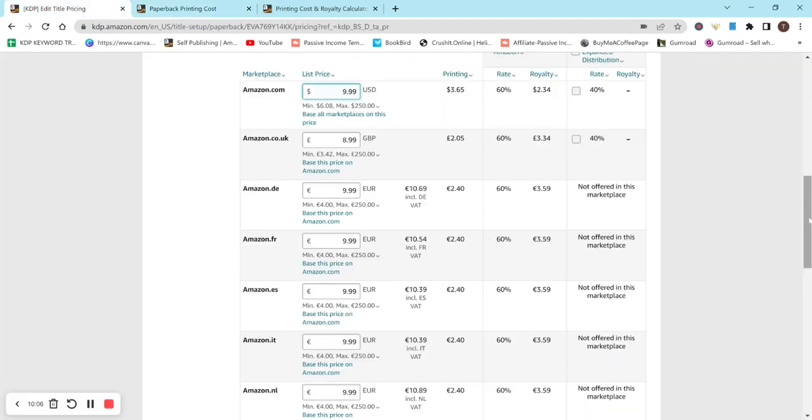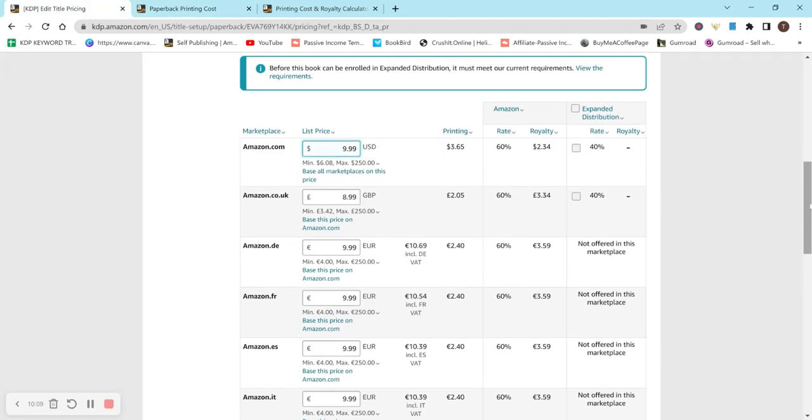But I hope this was helpful and kind of gave you a little bit better of an idea on how pricing works for Amazon KDP and how to price out your own books.